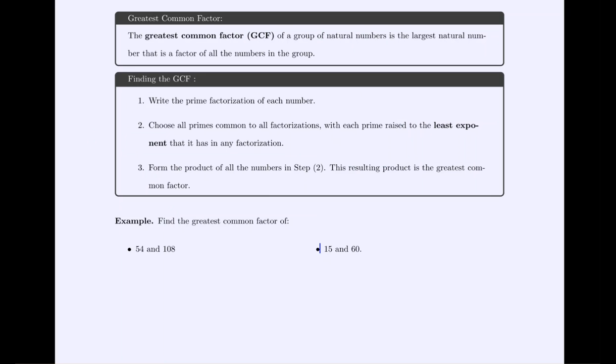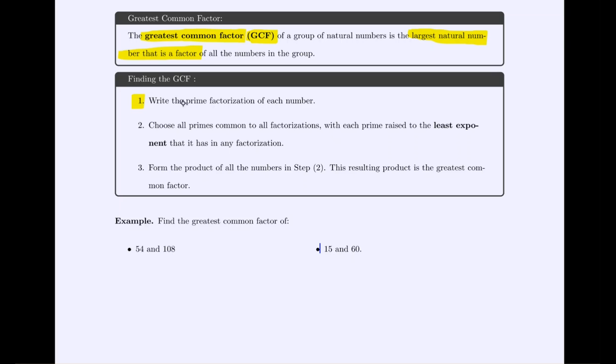The greatest common factor of a group of natural numbers is the largest factor for all the numbers in the group. So it's not the largest factor of each number itself, but the largest factor that is common to the whole group. Now there's a few steps that we can follow, and we can always find the GCF in that case. Greatest common factor is often abbreviated GCF.